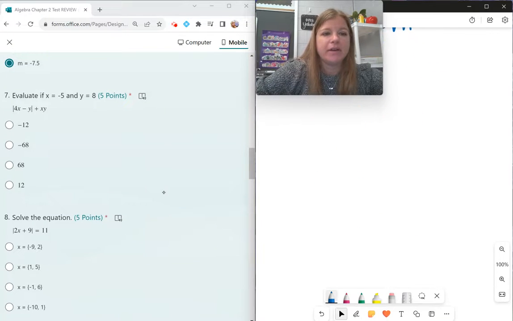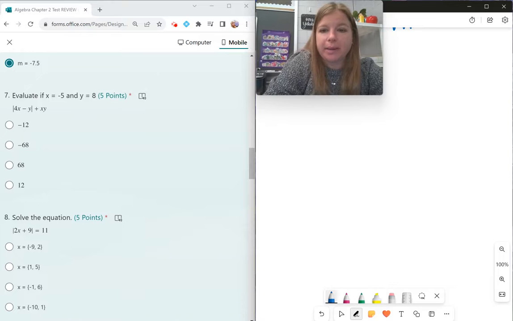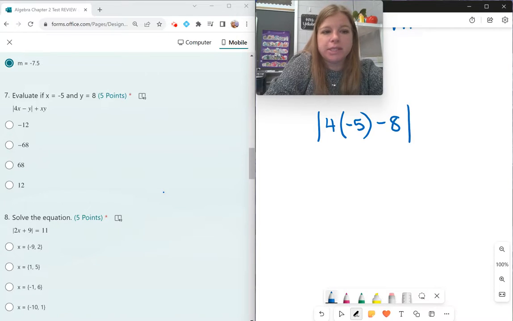All right, number 7, evaluate. So here we're evaluating an absolute value expression. So we have the absolute value of 4 times x, which is negative 5, minus y, which is 8, close the absolute value bars, plus xy, which is negative 5 times 8.